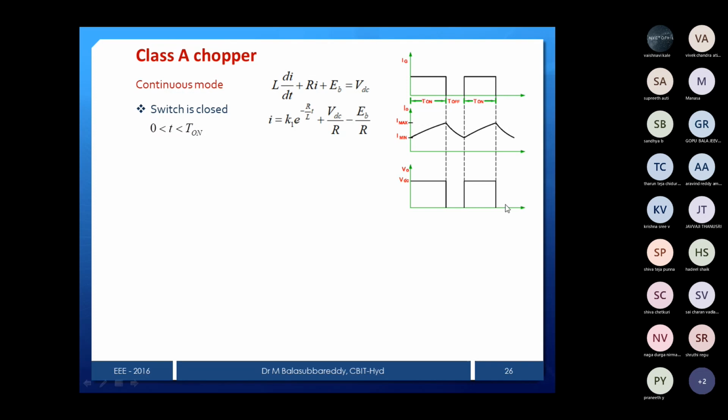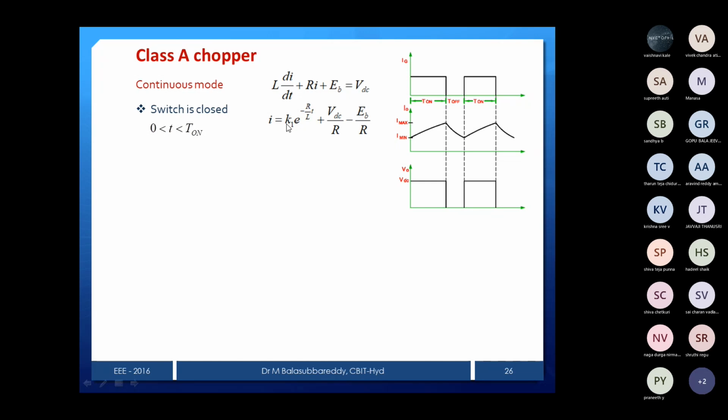So the current I is equal to the complementary function, which is some constant into e power minus R by L into t. This is the complementary function for the RL load. We can say the current I is equal to some constant K, or A or B, anything you can use, no issue, just a constant K into e power minus R by L into t plus VDC by R minus Eb by R.